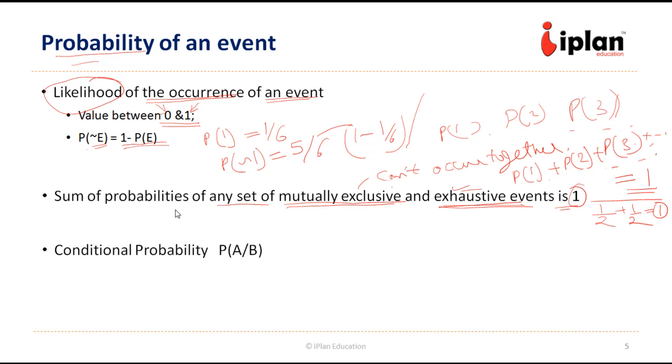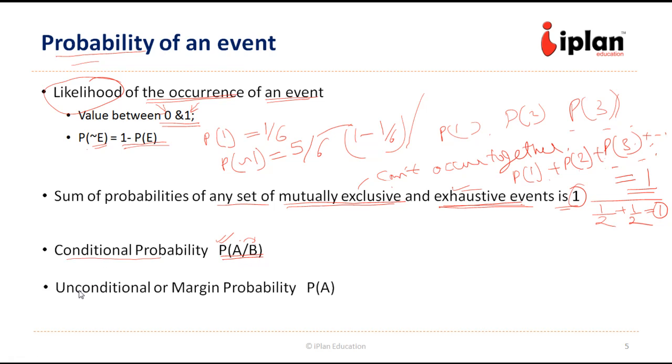Now let us look at the conditional probability. When we say probability of A, which is conditional probability when B has already occurred, it is the probability of occurrence of A given that B has already occurred. So that is called conditional probability. Here occurrence of A is conditional on occurrence of B. That is why it is called conditional probability.